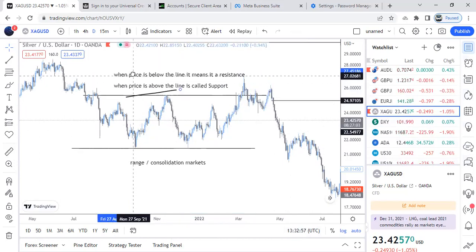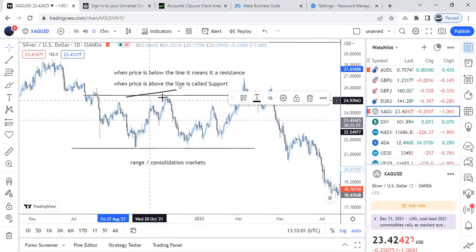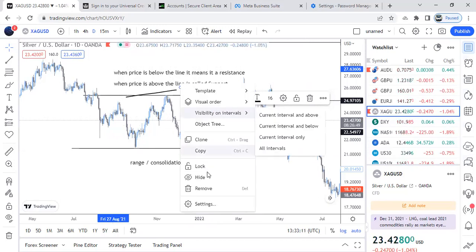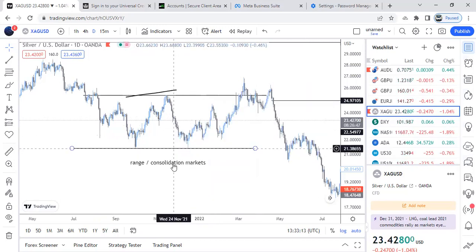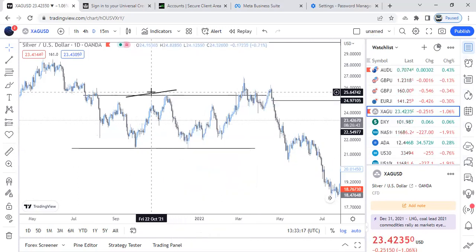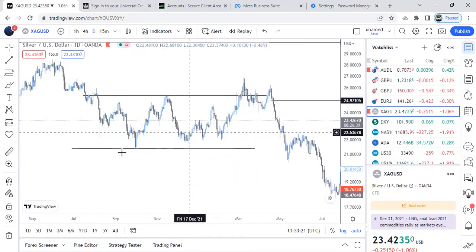So when price is below the line, it's called resistance. This is below the line, this is below resistance, right? When price is above the line, it's called support, right? Perfect. This market is a consolidation market.